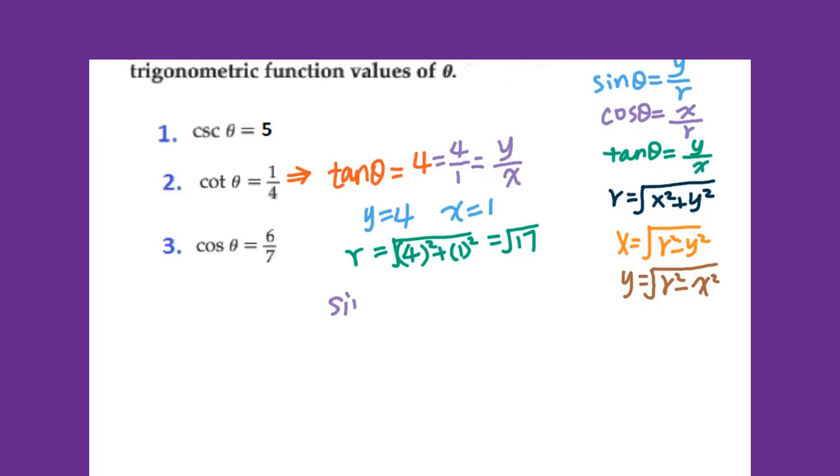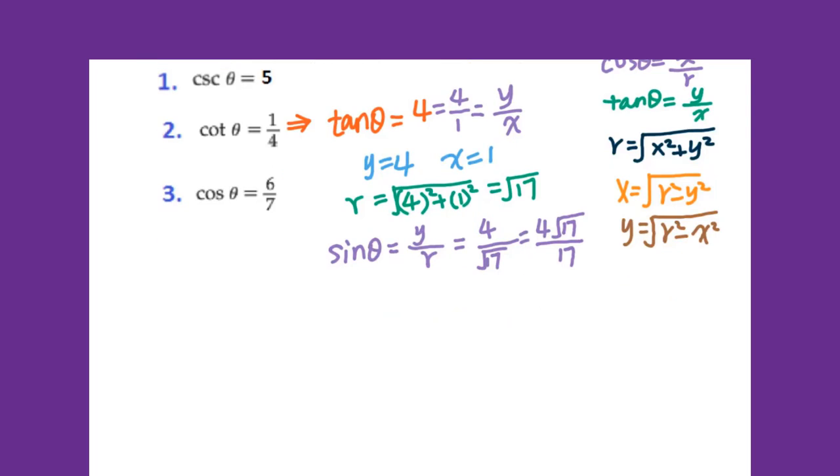That's sine theta equals y over r equals 4 over square root of 17. That means square root of 17 over 17. I carry on that 4. Then I will get the cosine theta equals x over r, means 1 over square root of 17. Simplify, that's square root of 17 over 17.